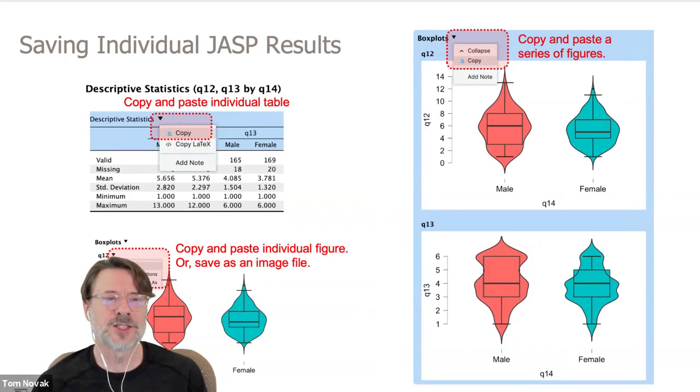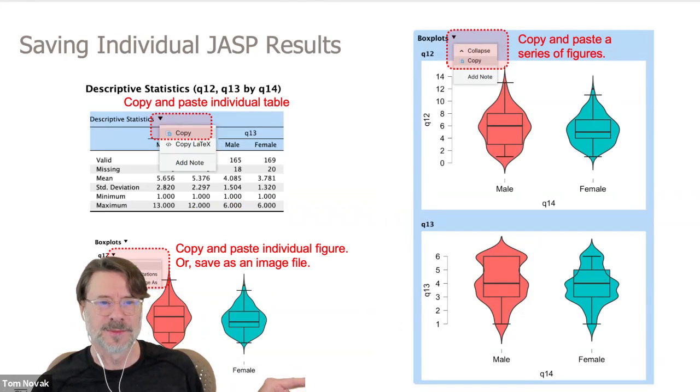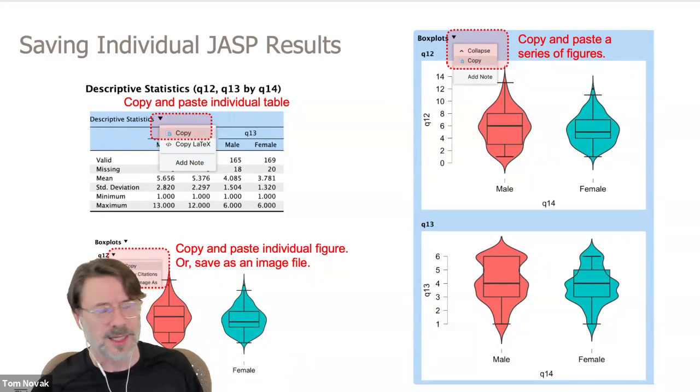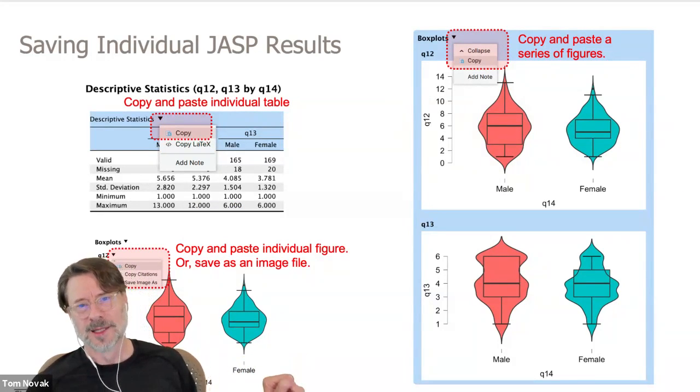But then each individual thing that you do has a little caret by it. So the box plots, like those little violin plots, there's a drop down there. You can save image as, and so you can save those as like a JPEG or PNG. I'm not sure exactly what it does there. You can save it as an image file.